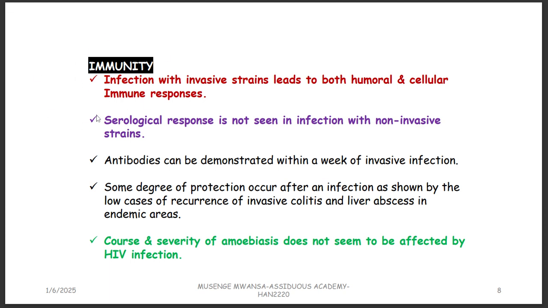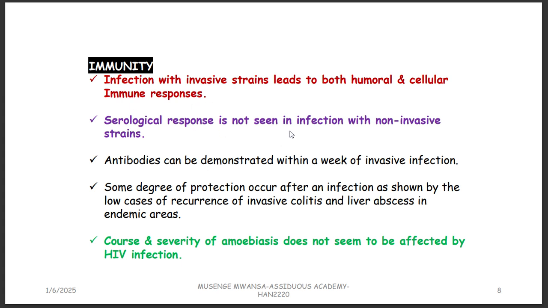How about immunity? How does Entamoeba histolytica affect immunity? So infection with invasive strains, those that can penetrate through the GIT or wherever they can penetrate, will lead to both humoral and cellular immune response. You know the humoral immunity? The cellular is where you have got the T cells, the humoral, you have got the B cells. So when these guys become invasive, they penetrate through tissue to go into our blood and other body parts, they can activate these B and T cells.